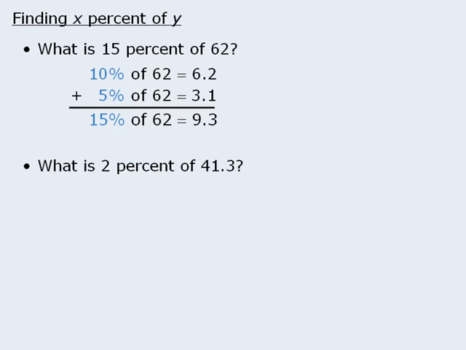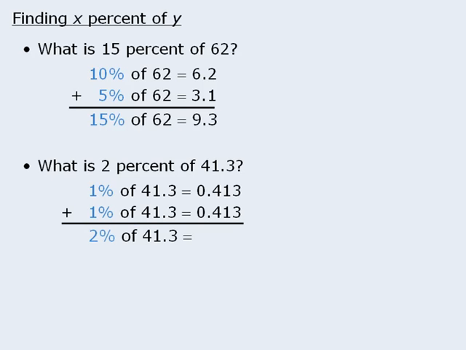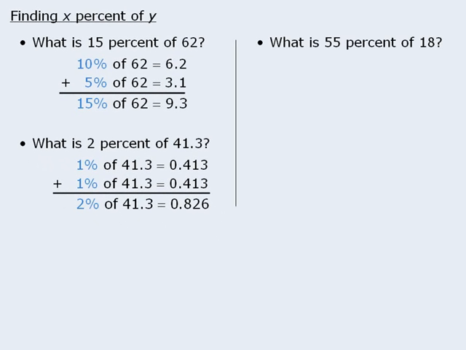Alright, let's try another one. Can you calculate 2% of 41.3 in your head? Well, to do this, we need to find a way to build 2% from what we know about 10% and 1%. Well, we know that 1% of 41.3 is equal to 0.413. So to get 2%, let's write this a second time. From here, we can see that 2% of 41.3 is equal to 0.413 plus 0.413, which is 0.826.